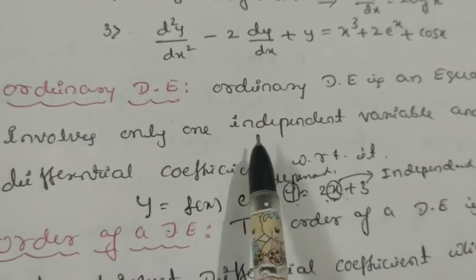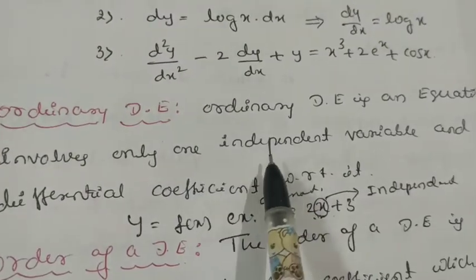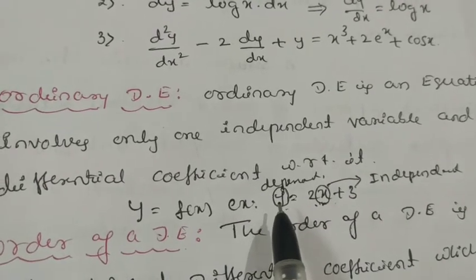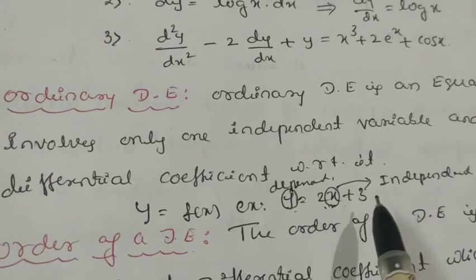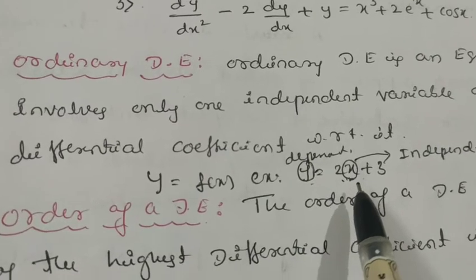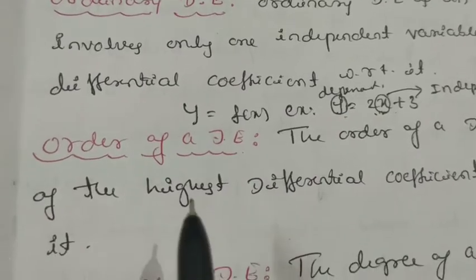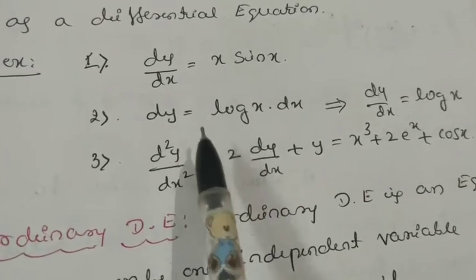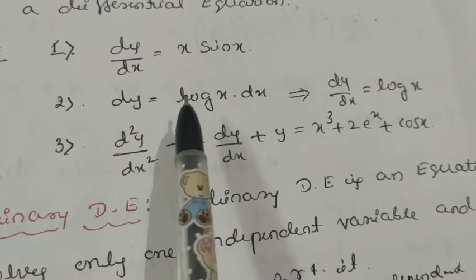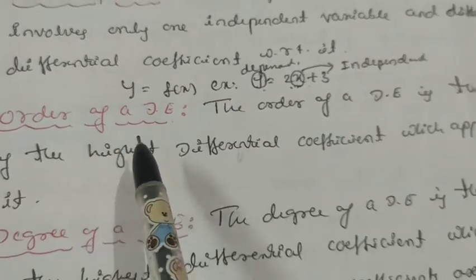So what we have here? An ordinary differential equation is an equation which involves only one independent variable, along with the differential coefficients, that is, only one independent variable, x. In the next definitions we will see how an equation can contain two or many independent variables. Such equations are known as ordinary differential equations. The above examples are all ordinary differential equations because we have only one independent variable, that is x.